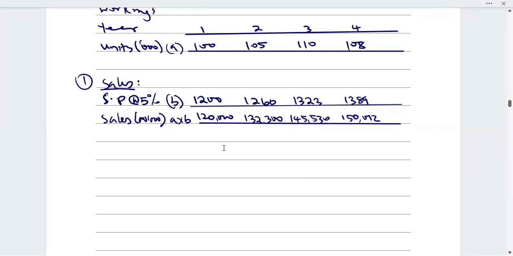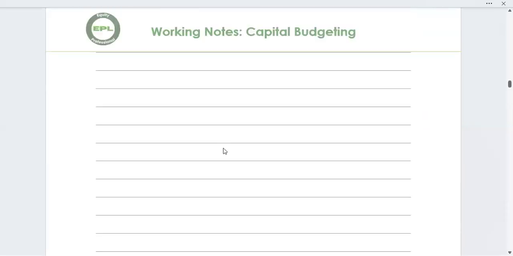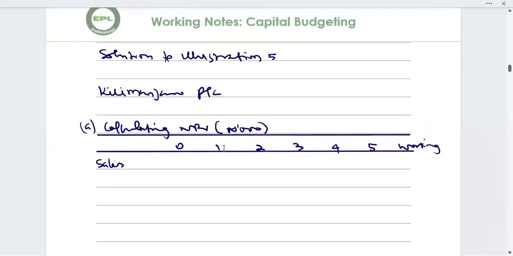Okay, so let's go and post. Sales for the first year, 120,000. I know the last one, year 4, to be 150,012. That's working number 1.